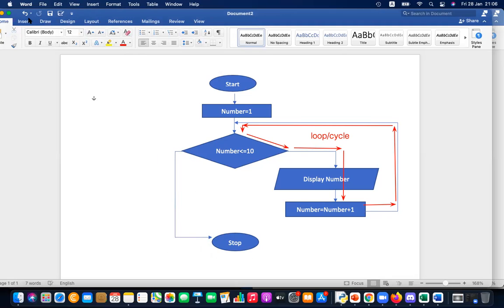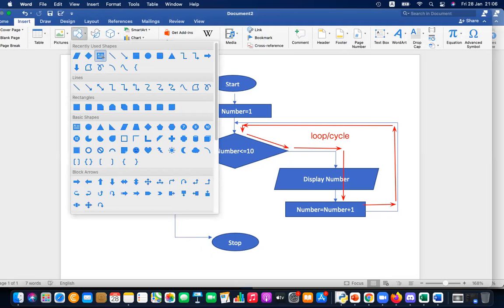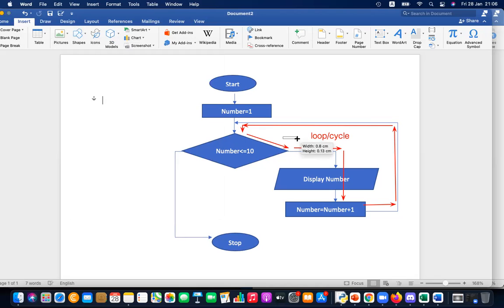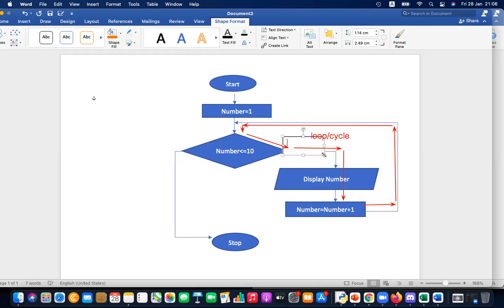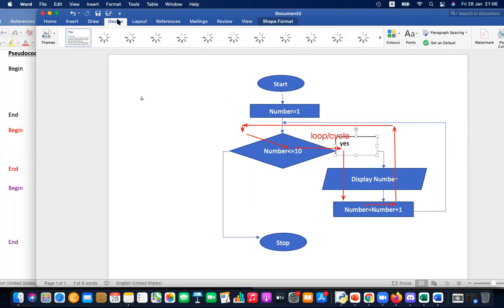And you have to mention which side is the yes side and which side is the no side. To do that, I'm going to add a text box. So this is the yes side. When the condition is true, you are going in this direction. And you need to change this. Let's go to the design.